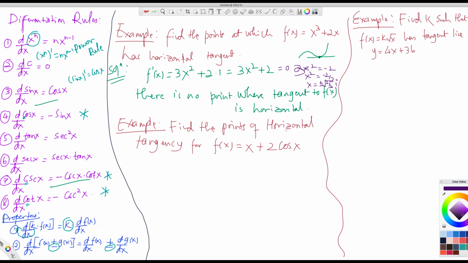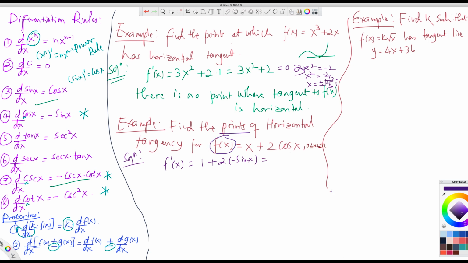Find the points of horizontal tangency for f(x) equals x plus 2 cosine x. Again the same thing. We are looking for the values of x where the first derivative is 0. Okay, solution. Let's find the first derivative. So f prime of x equals how much? 1, the derivative of x, plus the derivative of 2 cosine x, which is 2 times negative sine x, right? Because the derivative of cosine x is negative sine x. So you see that it is 1 minus 2 sine x, right?